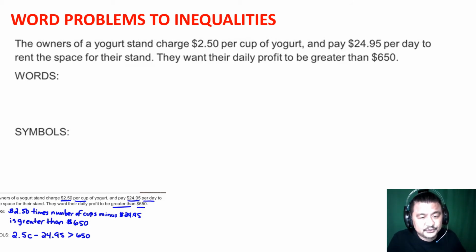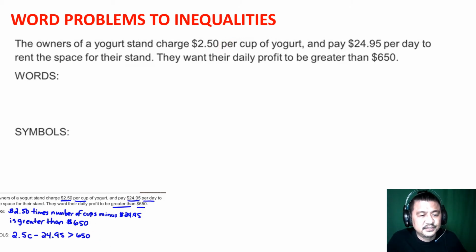Now, you should be able to solve also or translate word problems to inequalities. For example, let's read this problem. The owners of a yogurt stand charge $2.50 per cup of yogurt, but they pay $24.95 per day to rent the space on their stand. They want their daily profit to be greater than 650. All right. So in words, let's write it down.